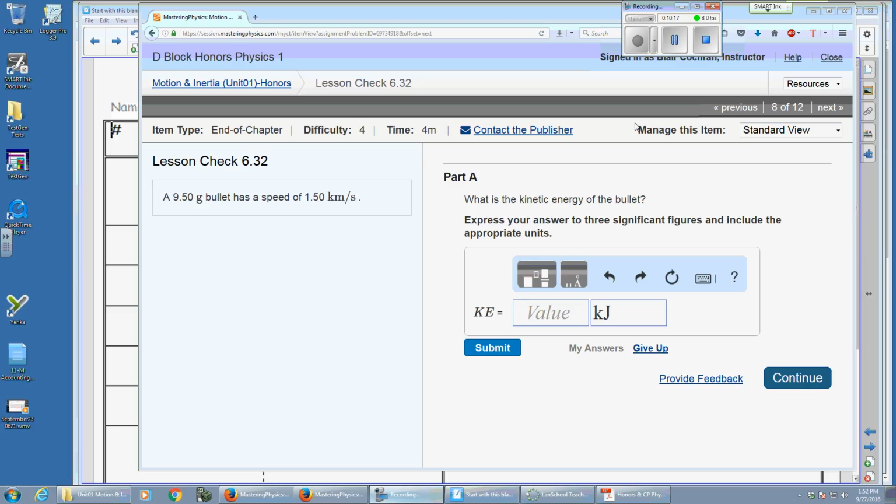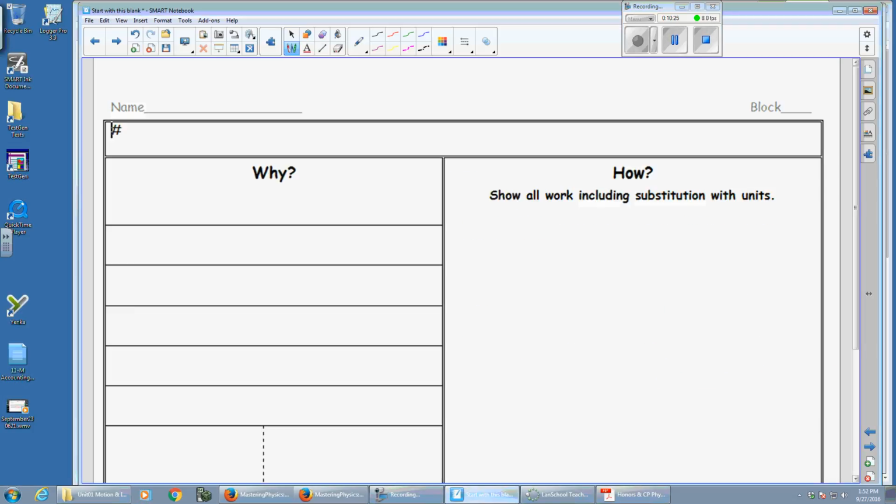A gram bullet with this speed, what is the kinetic energy of the bullet? So your why would show that you understand what kinetic energy is. I mean, this is a very straightforward problem, right? So it would be, kinetic energy is influenced, I spelled that wrong, something, by inertia and speed.